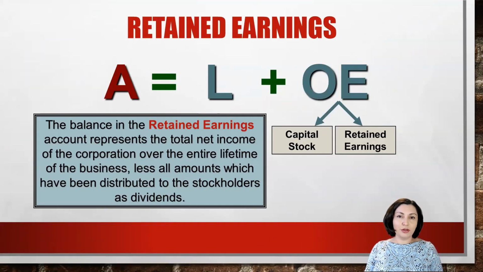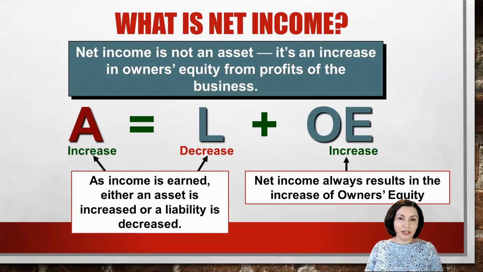Owner's equity includes capital stock and retained earnings. The retained earnings account represents all the accumulated earnings of the company since inception that haven't been paid to owners. In other words, the retained earnings account includes revenue, expenses, and dividends. Net income is the excess of revenues earned over expenses incurred. It is not an asset. Net income increases owner's equity by increasing retained earnings.